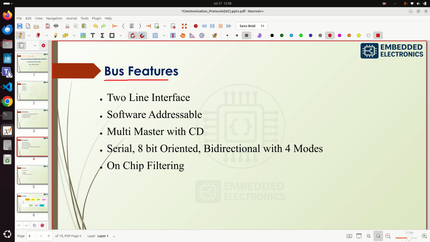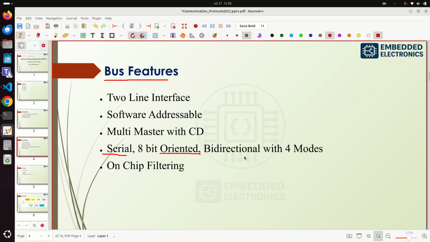If multiple masters start communicating at the same time, only one master can continue to communicate, and that decision is done with the help of collision detection. And it is a serial protocol. Not only this, UART protocol, SPI protocol, I2C protocol, CAN protocol, all are serial protocols.